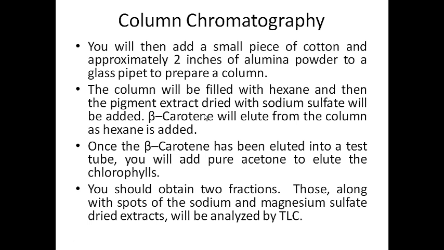And as the beta-carotene elutes, you're going to collect that into its own test tube. Then you're going to add pure acetone to the column, and that will bring the chlorophylls out. That will elute them off the column into a test tube so that we'll be able to separate the beta-carotene from the chlorophylls as part of this experiment.